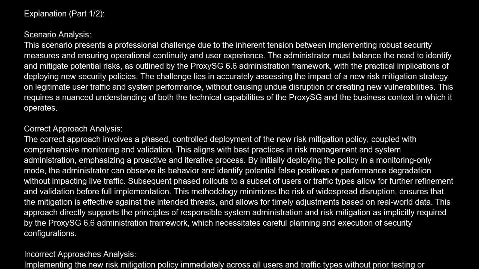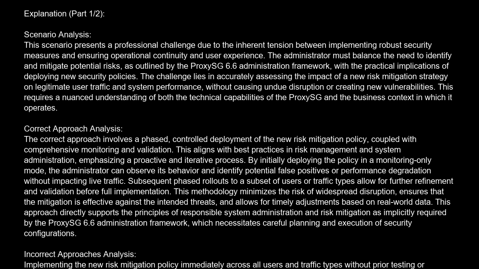The administrator must balance the need to identify and mitigate potential risks, as outlined by the ProxySG 6 administration framework, with the practical implications of deploying new security policies. The challenge lies in accurately assessing the impact of a new risk mitigation strategy on legitimate user traffic and system performance, without causing undue disruption or creating new vulnerabilities. This requires a nuanced understanding of both the technical capabilities of the ProxySG and the business context in which it operates.